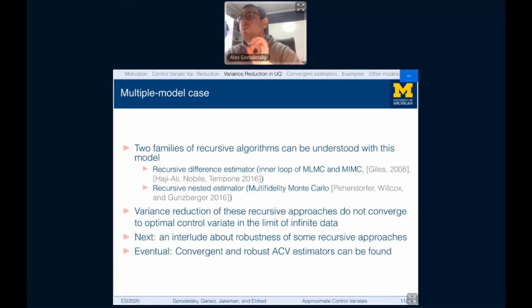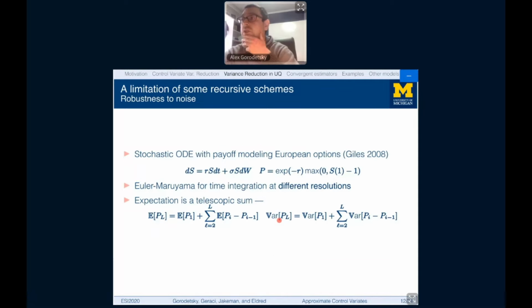So now what I'll do is show a brief interlude of another issue with recursivity, and then I'll get back to these examples. I show this interlude as a kind of motivation and also a brief introduction to notation for the recursive difference estimators. And so this is a stochastic ODE, modeling payoff options. This was the example from Giles in 2008, and what we've heard about earlier today.